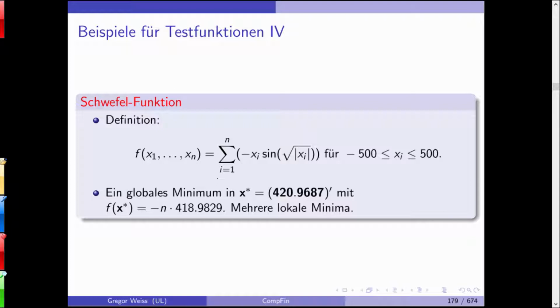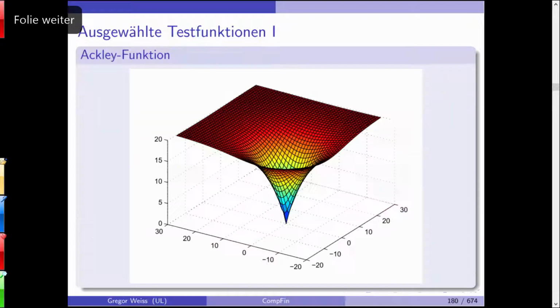This one, one can see that the square root of the absolute value of xi makes this one tricky, and it does. It has a global minimum at xi equal to 420.96 and so on, transposed. And the function value is minus n times, so the dimension n times 480 and so on. Again, numerous local minima. This is the Ecklie function.